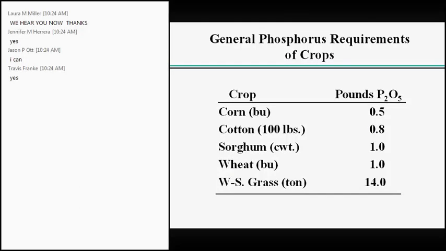So like the nitrogen, we have this rule of thumb that we say for a particular crop, it takes about that many pounds of P2O5. So for corn per bushel, about 0.5. For cotton, for 100 pounds, 0.8. For grain sorghum, for 100 weight, about 1 pound per thousand, for 100 weight. For wheat per bushel, about 1. And for warm season grasses per ton, about 14 pounds of P2O5.